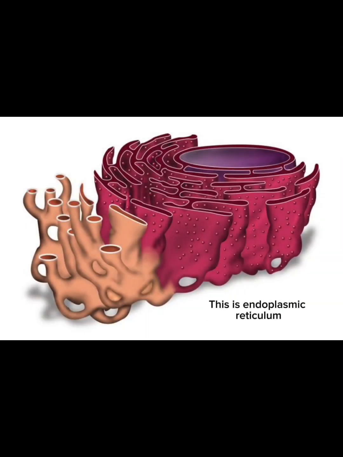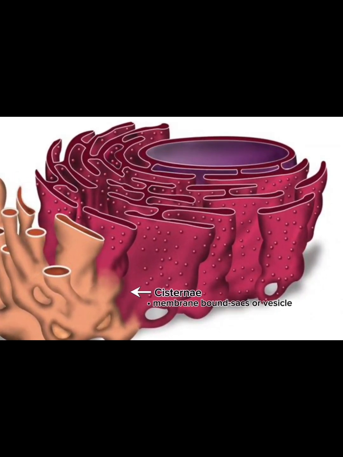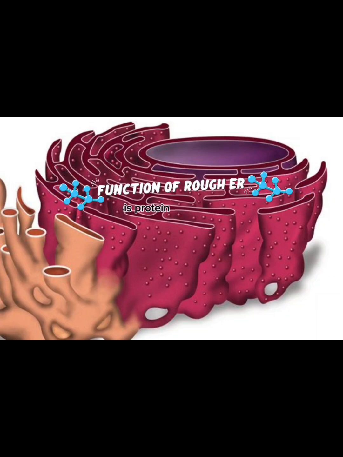This is the endoplasmic reticulum. Structure of rough ER. Cisternae: membrane-bound sacs or vesicles. Flattened. Cisternal space: the internal space enclosed by the ER membrane. Ribosomes give rough ER its rough appearance. Function of rough ER: synthesize protein, assemble protein, transport protein, modify protein.